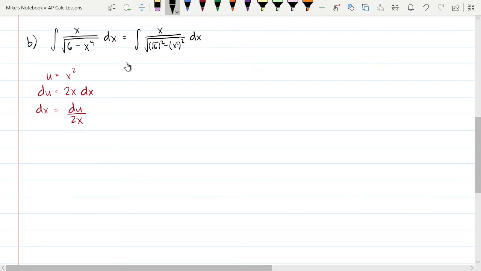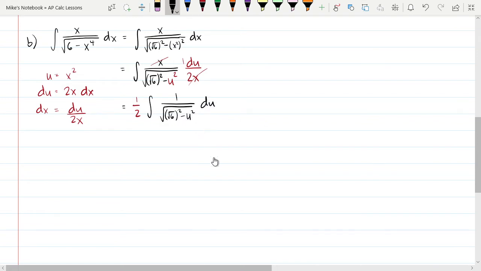All right, so now let's go ahead and do some substitutions here. So I've got x over the square root of 6 squared minus u squared, and then this is du over 2x. So as I said before, the x's do divide out. That 1/2, I'm going to go ahead and move out in front. And we have 1/2 times the integral of 1 over the square root of 6 squared minus u squared du. And now we are matching exactly what we want for that inverse sine.